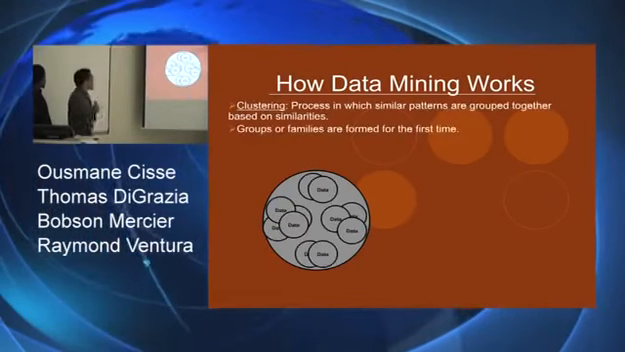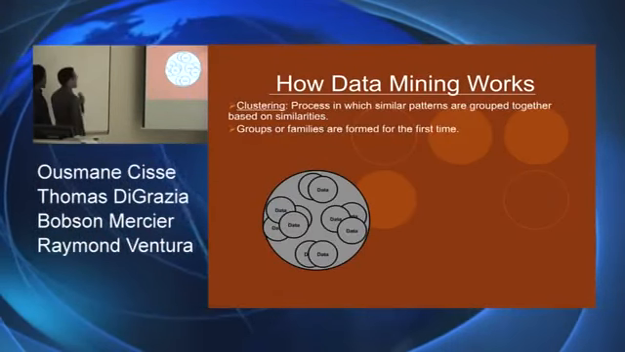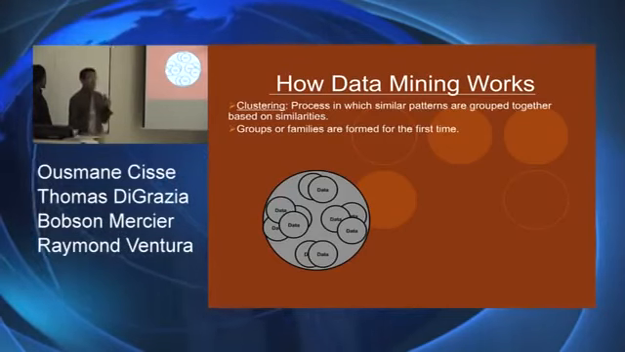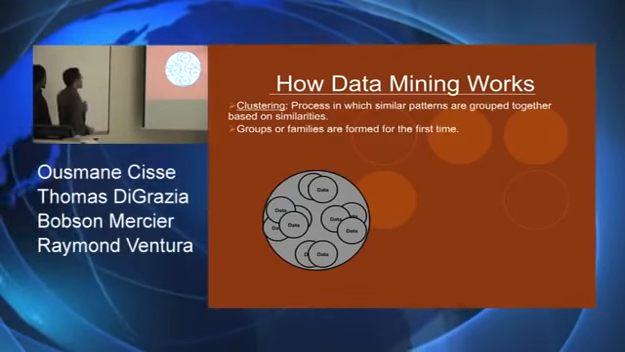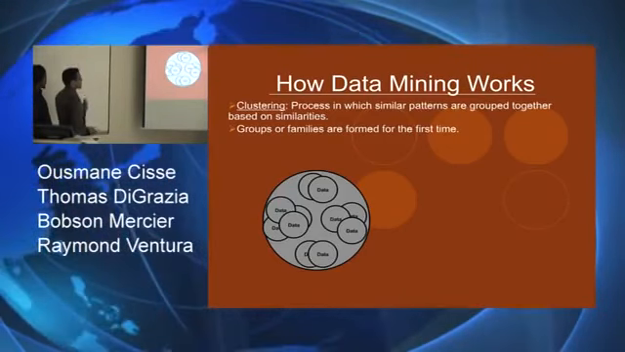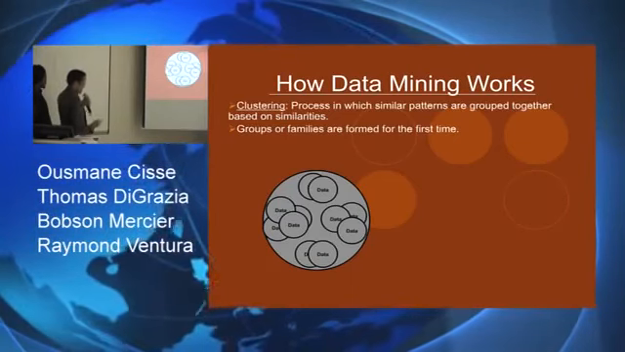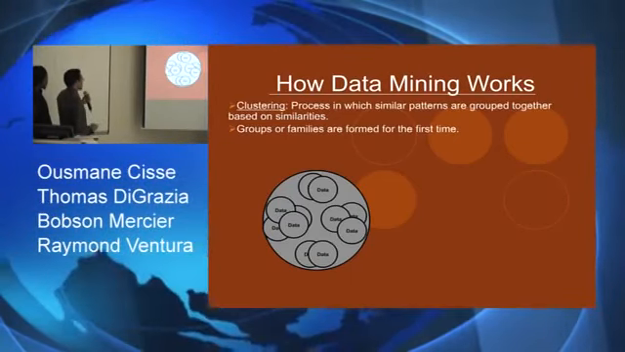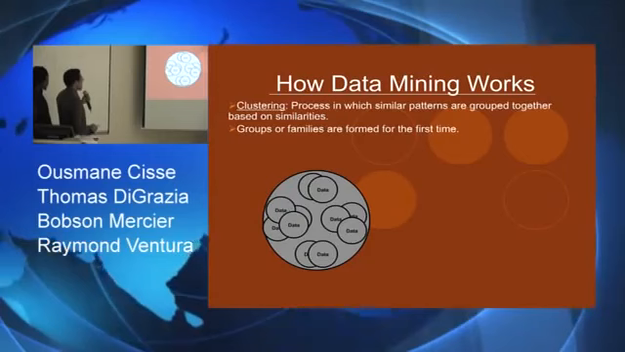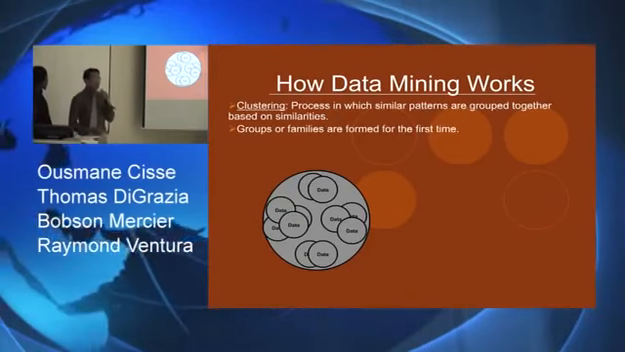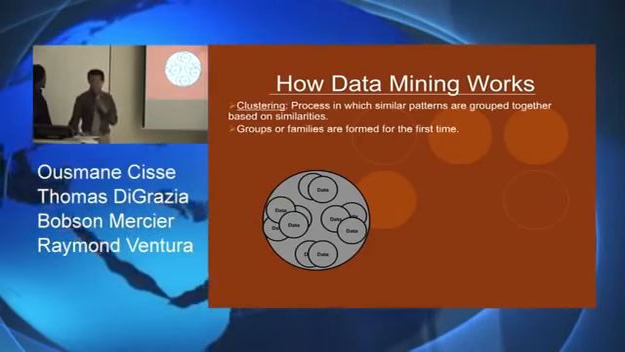The next step is clustering. This is the step where you're going to group together patterns that are similar, and pretty much groups or families are formed for the first time. And this is what we see here. So you're pretty much grouping together data based on a certain similarity or pattern that you detected.